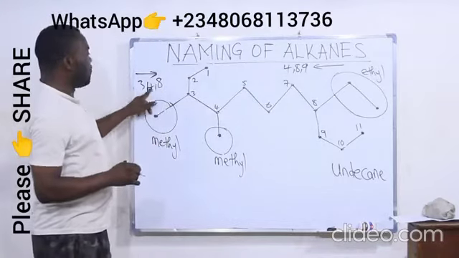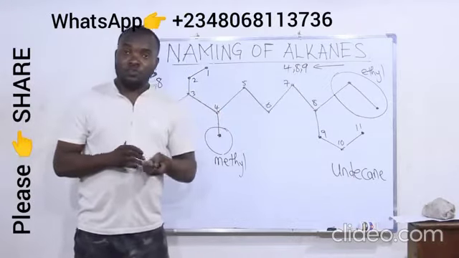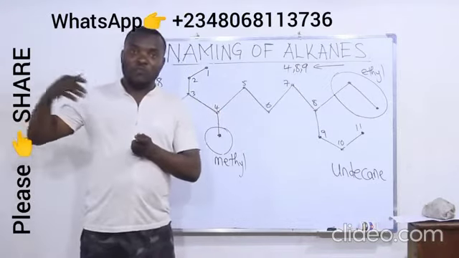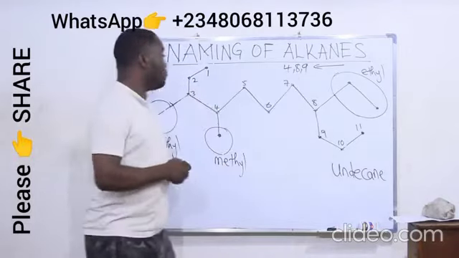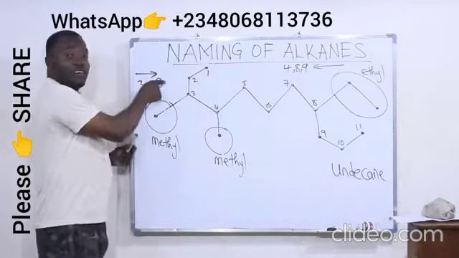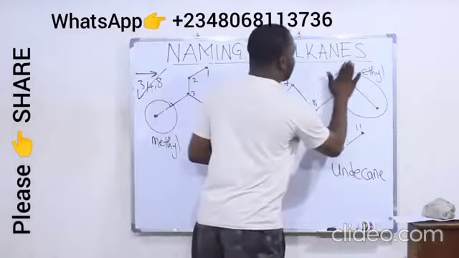So you can see 348 is lower than 489. The rule says number from the side that will give them a lower number. If I number from this side, it will be 489. From this side, 348. So I'll follow my left side where they will have a lower number.